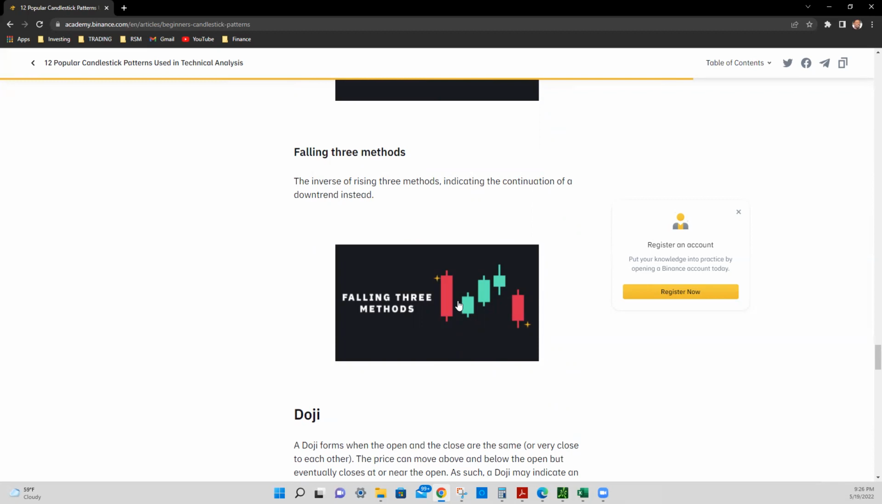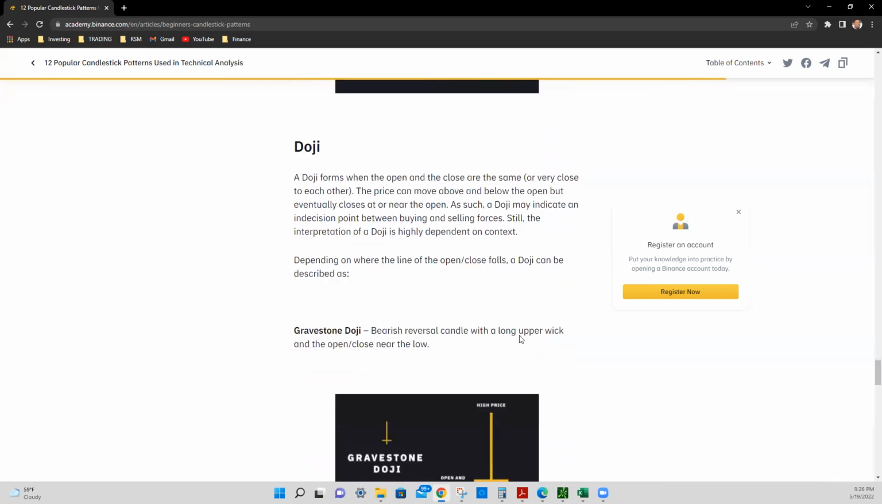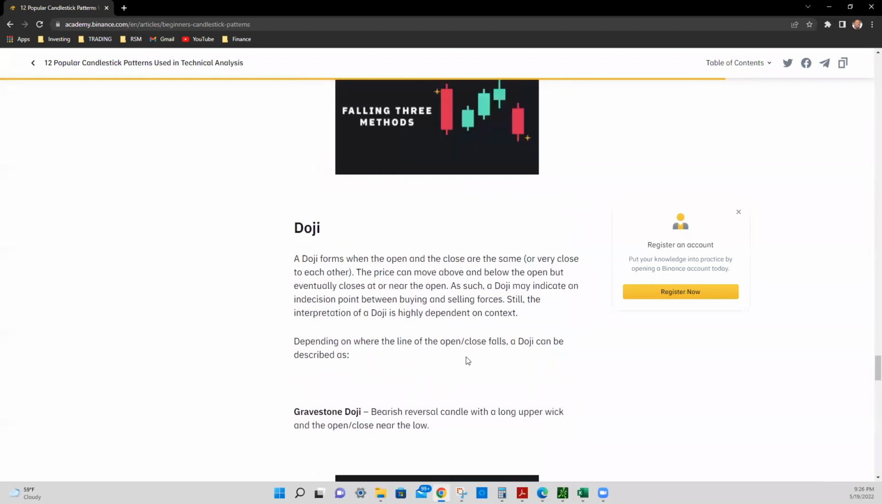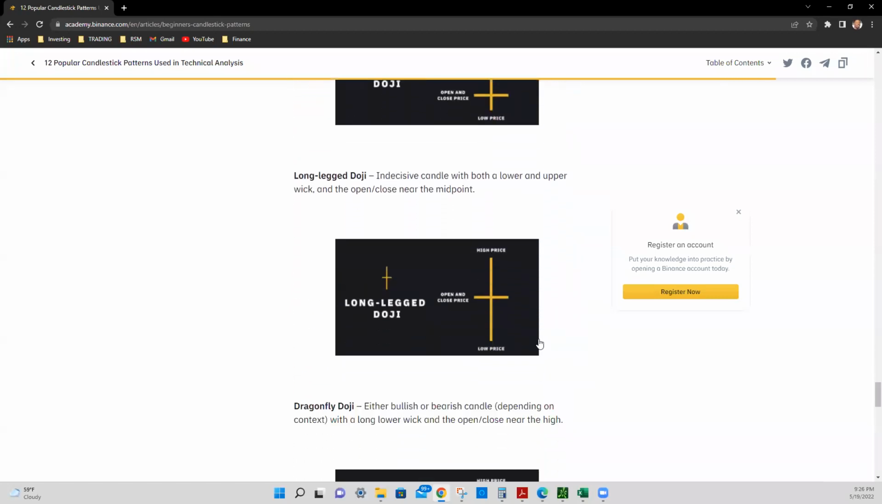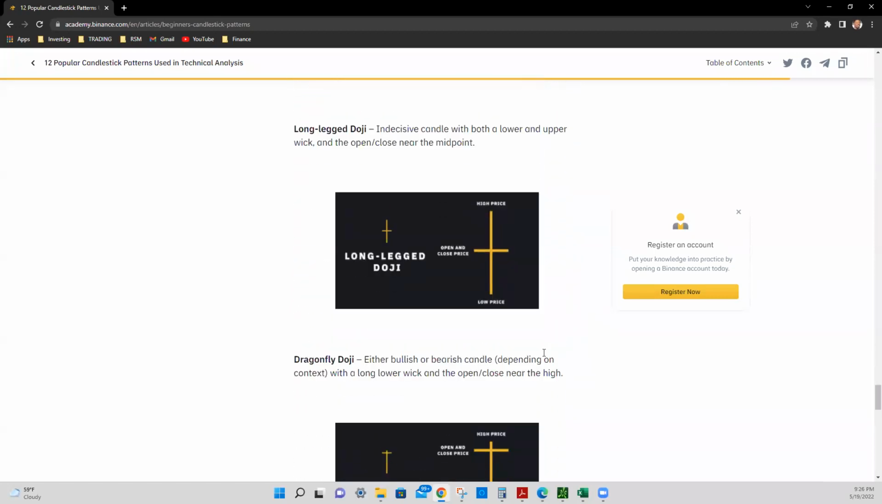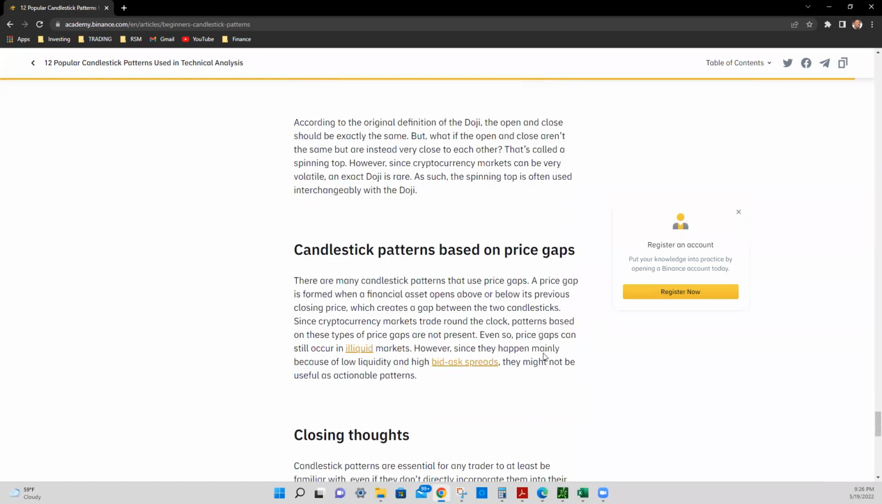So if you see this long red down candle, and you see it increasing, increasing, and it almost covered this, but you see it got rejected. And then you see a long, big red candle here, bear flag. You don't want to be buying there. And dojis, these are cool. They're not as important, but it just indicates indecision.